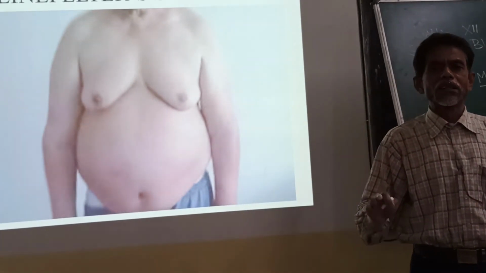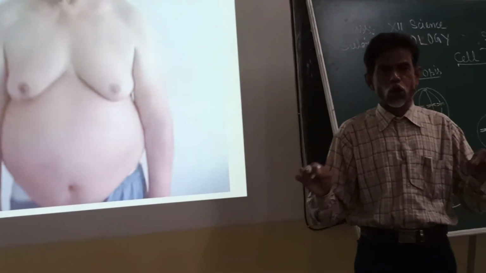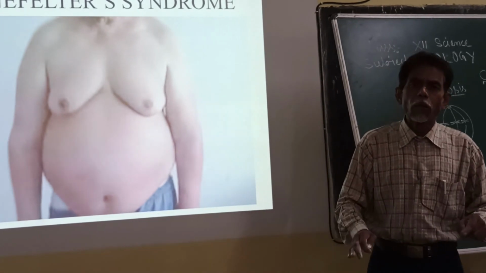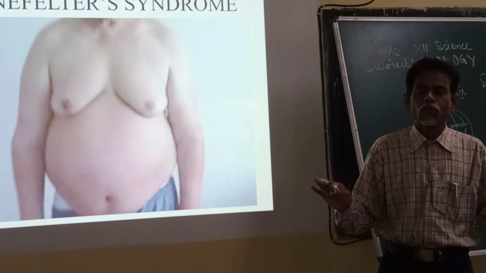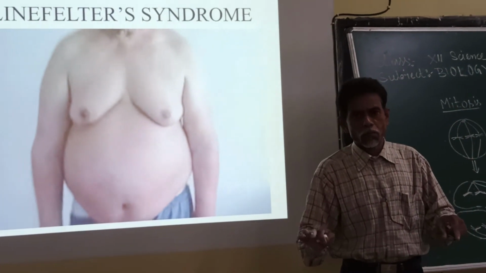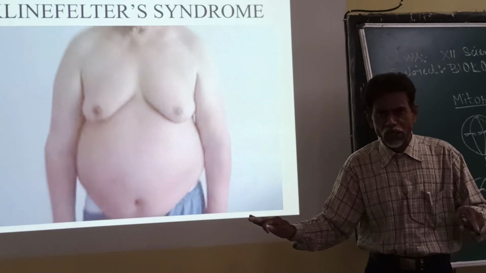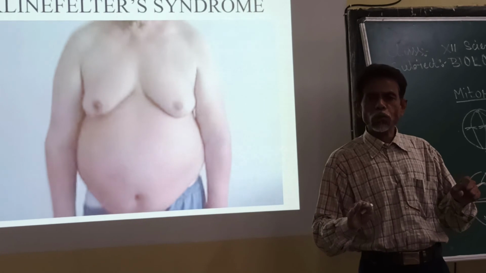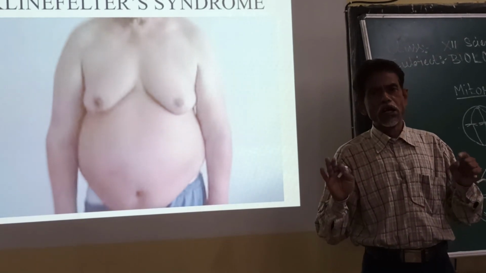So these are the different chromosomal abnormalities or disorders we have discussed. I hope you got a very clear concept about Down syndrome, Turner syndrome and Klinefelter syndrome. These are the different syndromes due to chromosomal abnormality, otherwise called chromosomal disorders.